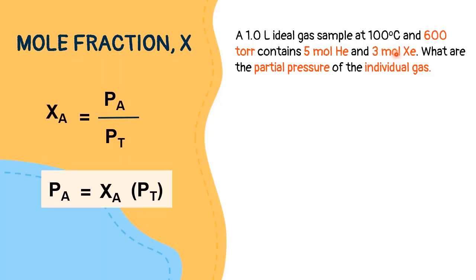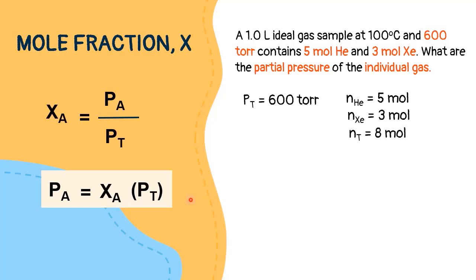But since it already gives you the number of moles and the total pressure, why not try a simpler way of getting the partial pressure of each gas? Yes, by using the mole fraction method. So first, take out all the information given. We have a total pressure of 600 torr, moles of helium is 5, and moles of xenon is 3. So the total moles now make up 8 moles.